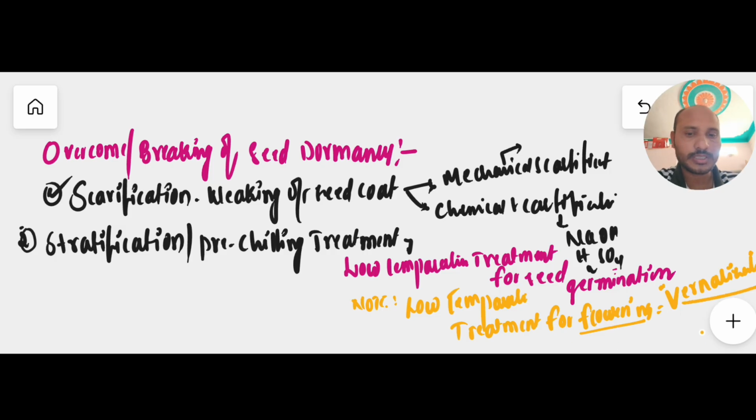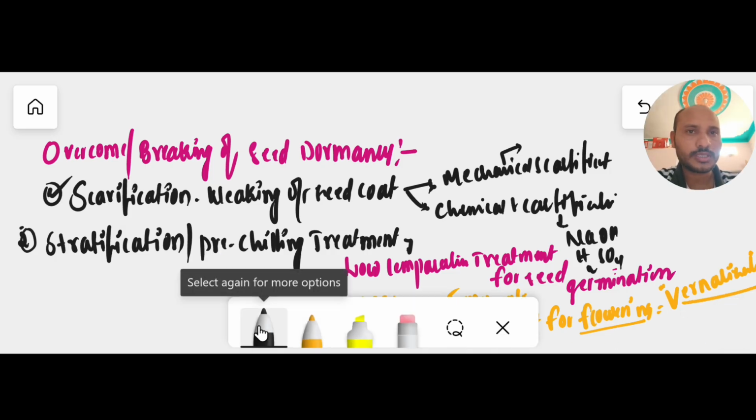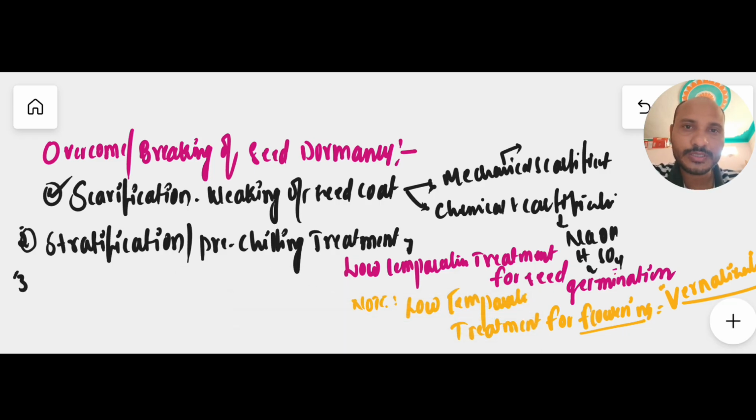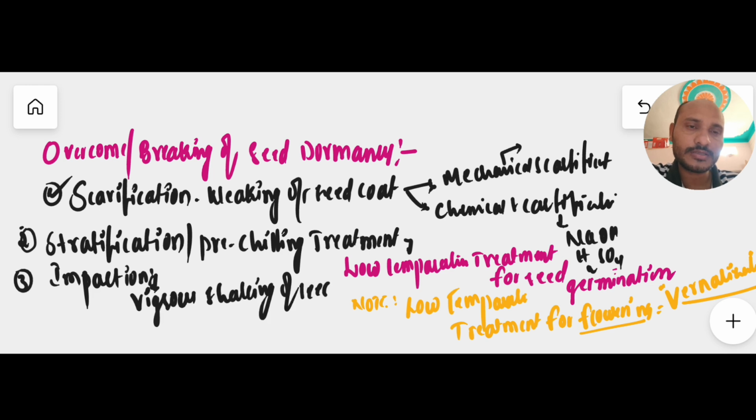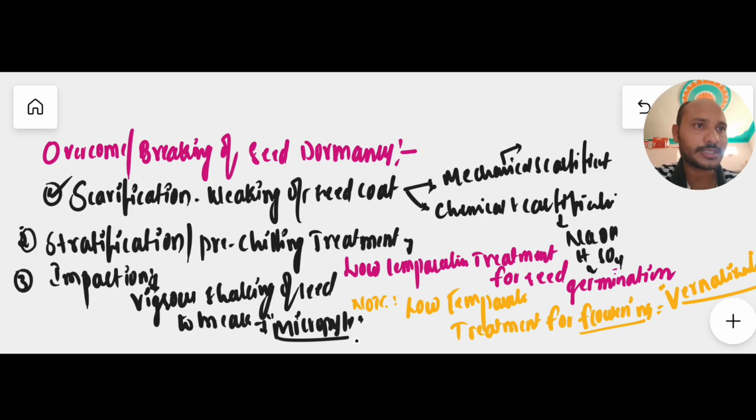Now coming to the third important method to overcome the seed dormancy, that is impaction. Impaction means vigorous shaking of the seed to unblock the micropyle. Why? Micropyle is one important pore-like structure in the seed. So we need to open that pore, then we have to do vigorous shaking. Such a concept is called impaction.